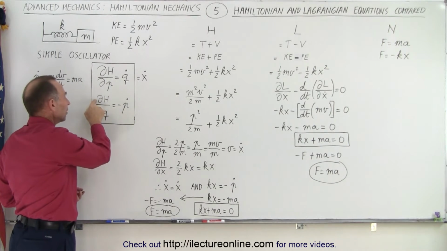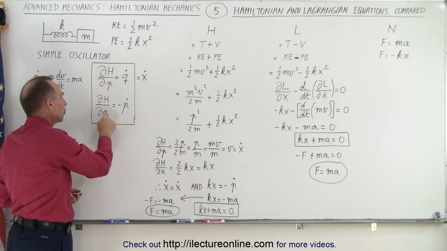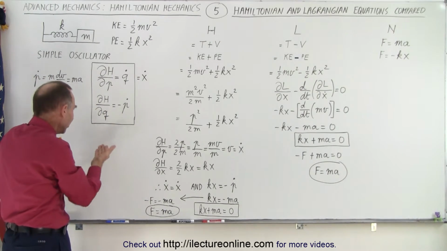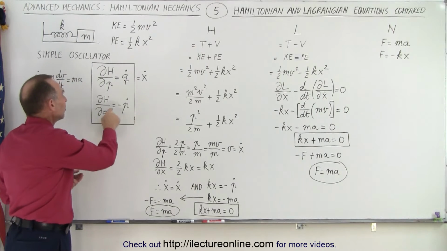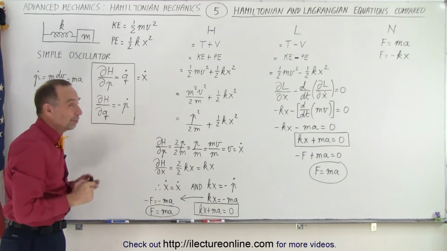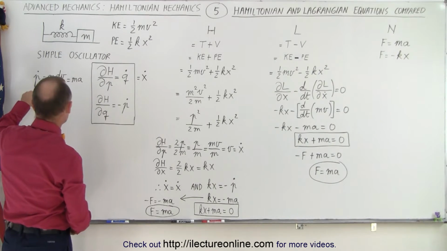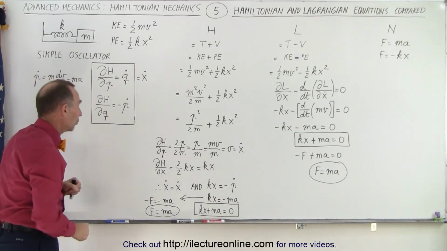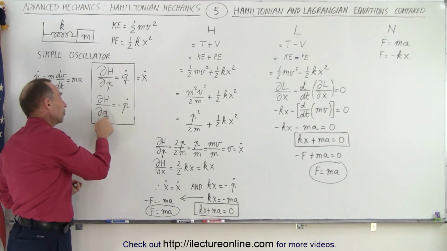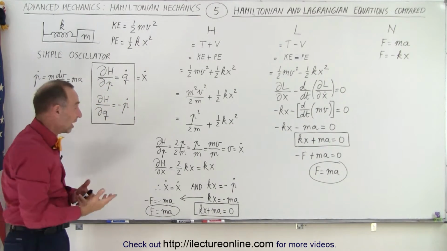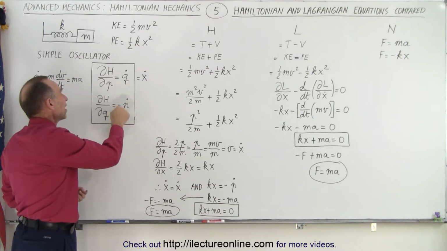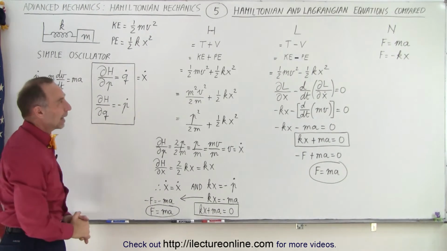And the partial derivative of the Hamiltonian with respect to the position, again in this case it would be x, is equal to the negative time derivative of the momentum. And remember that the time derivative of the momentum is simply mass times acceleration. So in other words, the partial derivative with respect to the position, x in this case, is equal to negative mass times acceleration, another way of looking at it.